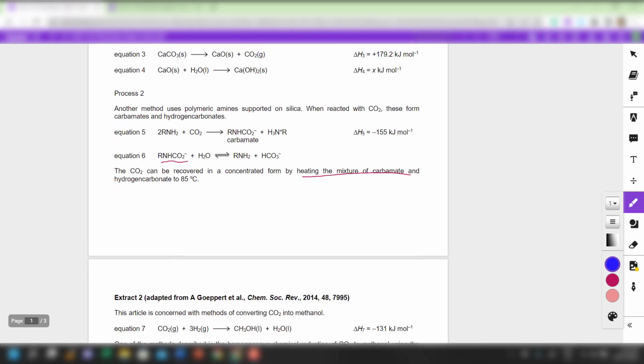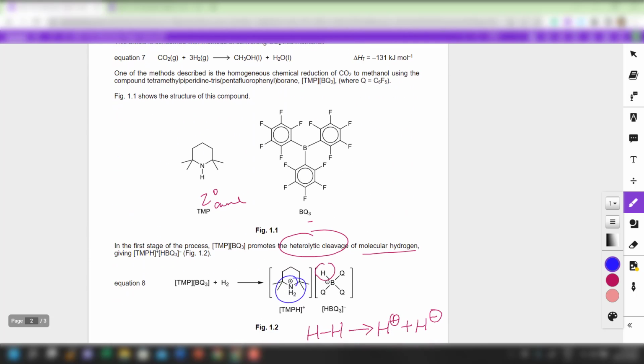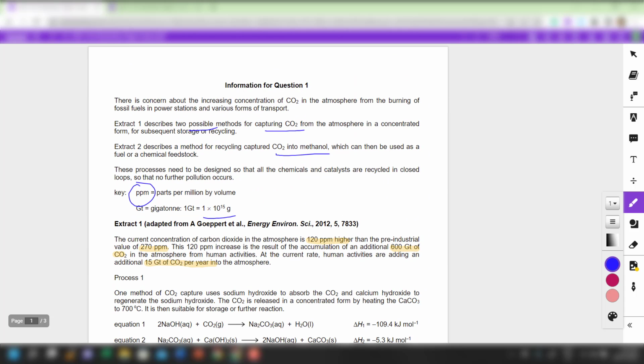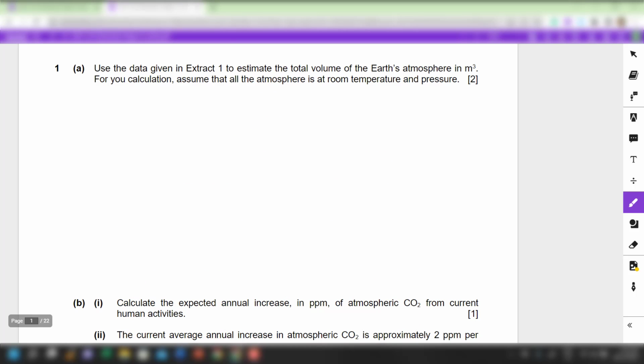So this particular stimulus isn't that difficult to understand. I hope you appreciate that. Alright, so I'm going to move on to the question proper. We are supposed to use the data in abstract 1 to estimate the total volume of the Earth's atmosphere in cubic meter. So from your calculation, assume that all the atmosphere is at RTP.